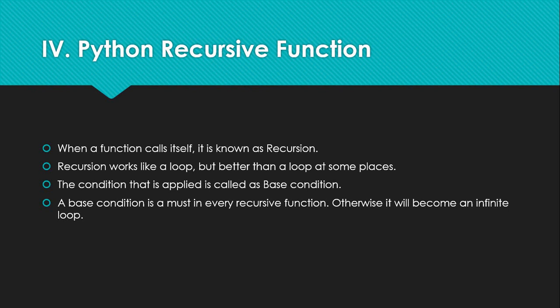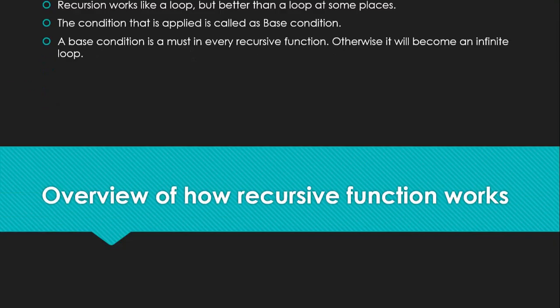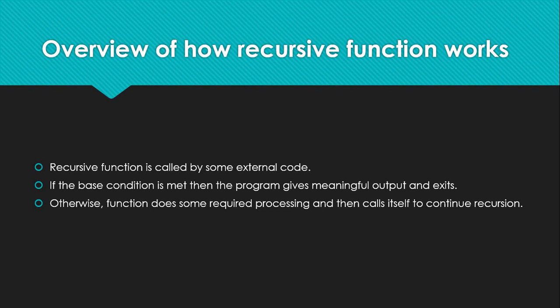If you look at the points that I've given on screen, when a function calls itself, it's called recursion, and recursion is just like a loop, but it is more advanced and better in certain places when used. The condition that is applied in a recursive function is called the base condition, and remember that the base condition should be there to put an end to the recursion, otherwise it becomes an infinite loop. In the next slide I'm going to talk about the important points of a recursive function and how it works.